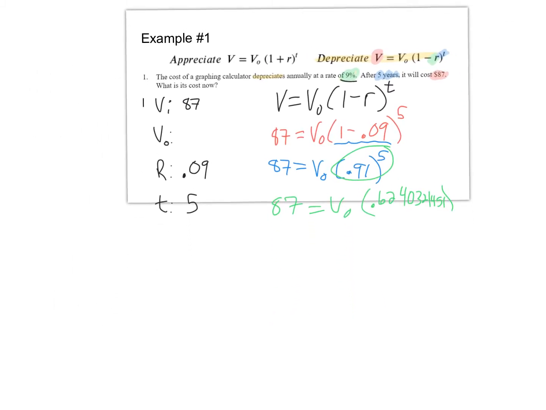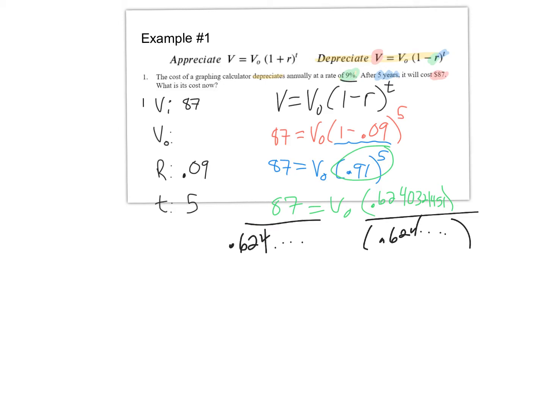Move it. Now we're gonna try to solve for VO. That's our variable here. So we're going to divide by this decimal. So we're going to divide by the 0.624, and so on. And that's why it's so important to keep that in your calculator.